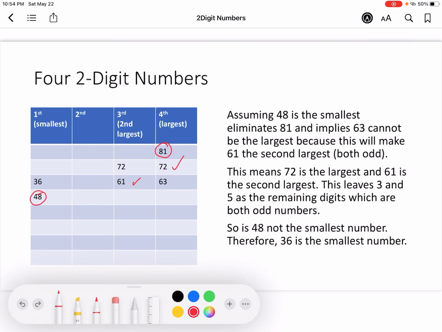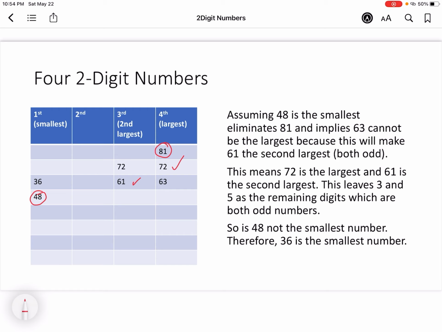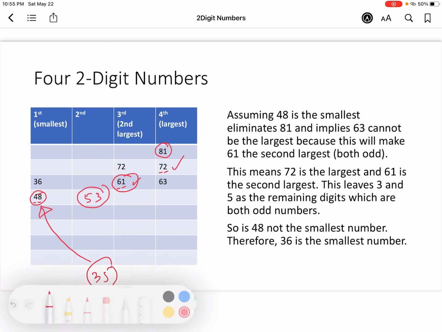So, 72 tsaka 61. Ang nagamit na natin na digits ay meron tayong 2 dito, meron tayong 7, meron tayong 1, meron tayong 6, meron tayong 3, tsaka meron tayong 8. So, yung natirang digits na lang ay 3 tsaka 5. And since second largest siya, magiging 53 siya. Hindi naman siya pwede maging 35 kasi inassume na nga natin na smallest ito, yung 48, di ba? Pero, dalawa yung odd numbers mo. Meron kang 53 at 61. Ibig sabihin, hindi pwede na 48 yung smallest number.